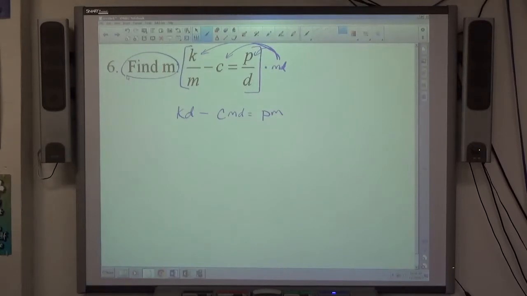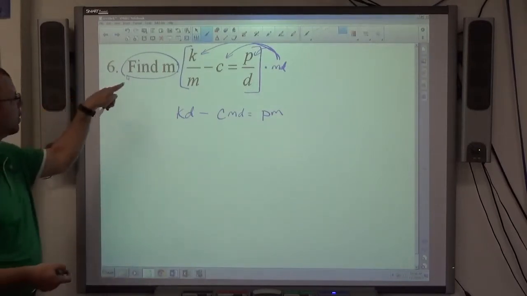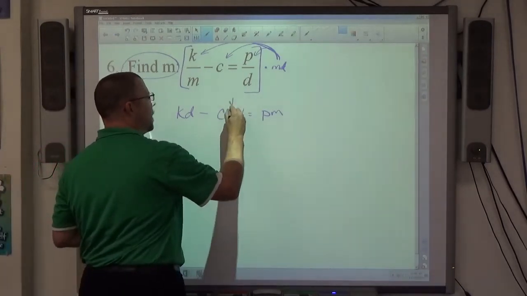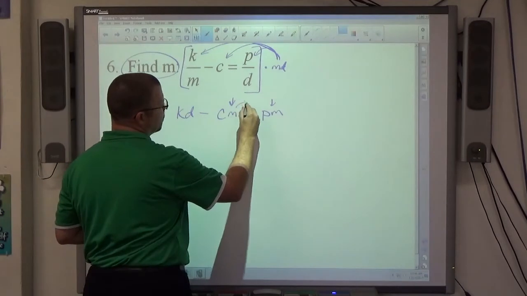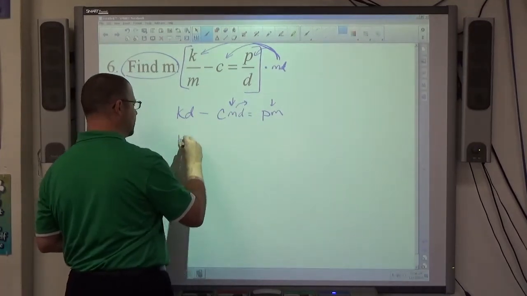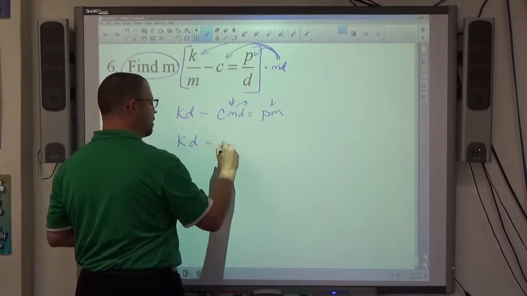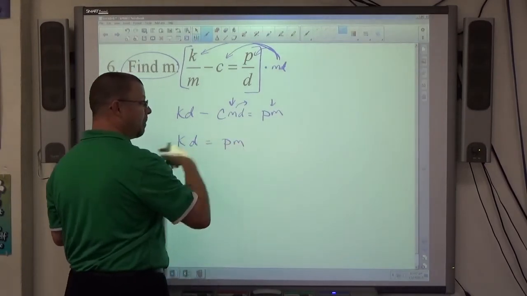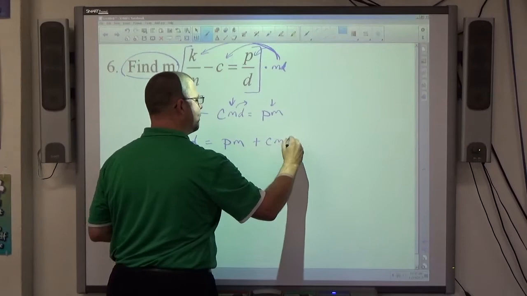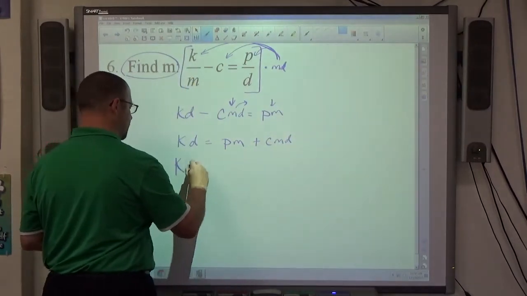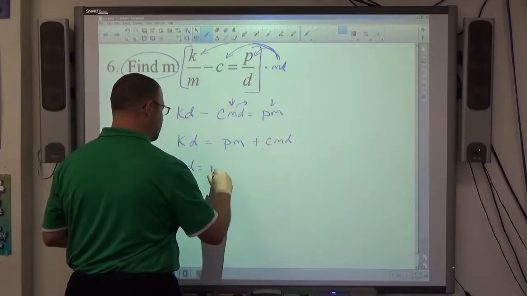Once you get down to just a bunch of terms that aren't fractions, no parentheses, now it says find m. M is located in this term and this term. We want those terms together. Quickest way to make that happen is move cmd over to the right. So kd stays on the left. pm stays on the right. Both of those stay positive because they didn't move. cmd is moving across, becomes positive. Common factor of m comes out.